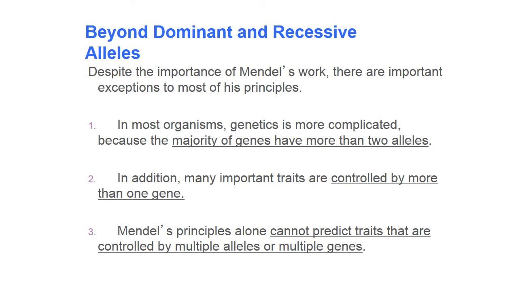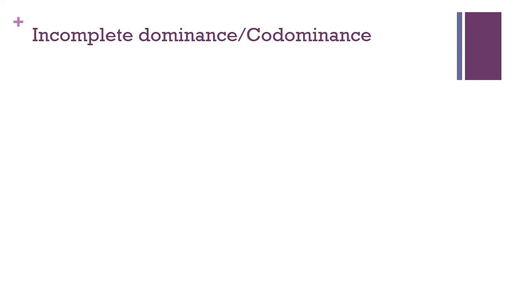And then lastly, using Mendel's principles alone cannot predict traits that are controlled by multiple alleles or multiple genes. Type of complex inheritance I want to talk about is incomplete dominance and codominance. They are very similar, but they have distinct differences.